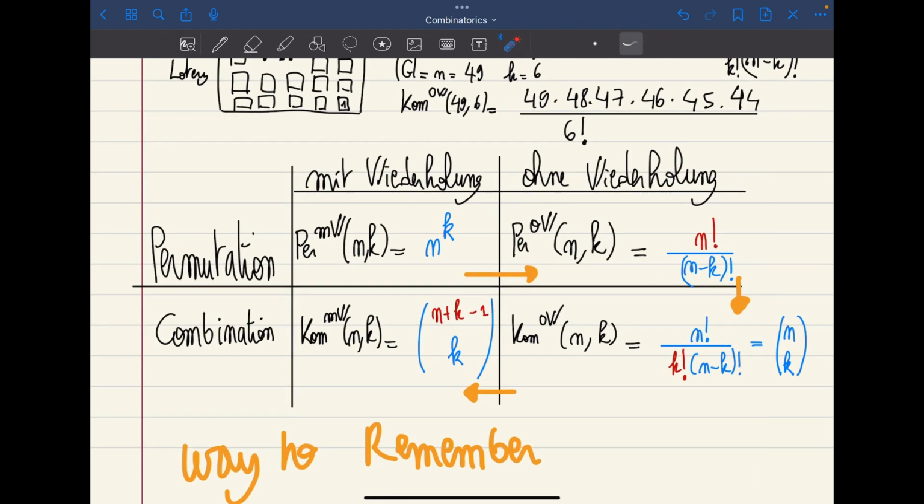So let's recap. First we had the permutation. We saw n to the power of k. Then we saw without repetition is n factorial divided by (n minus k) factorial. Remember that here it's a factorial and here it's to the power of. Then if we just multiply by k factorial below, we have the combination without repetition. And then if we look that the number on top should always be bigger than the number below, we have the combination with repetition.